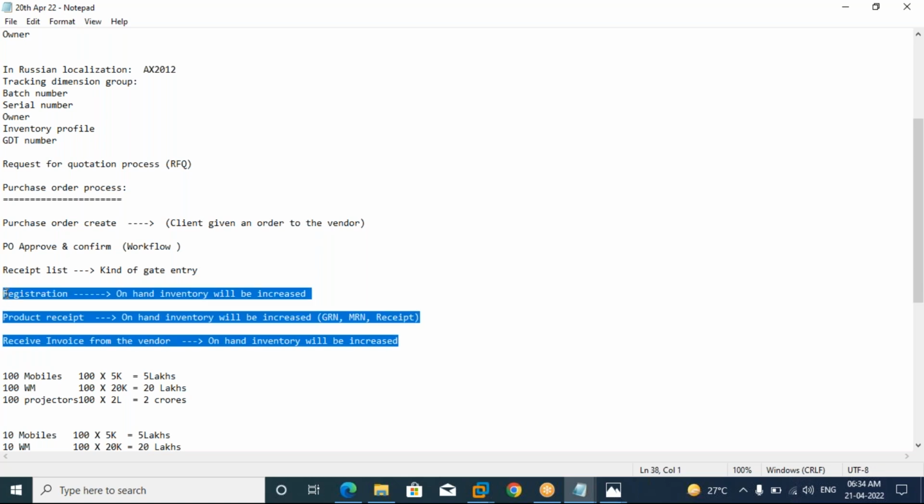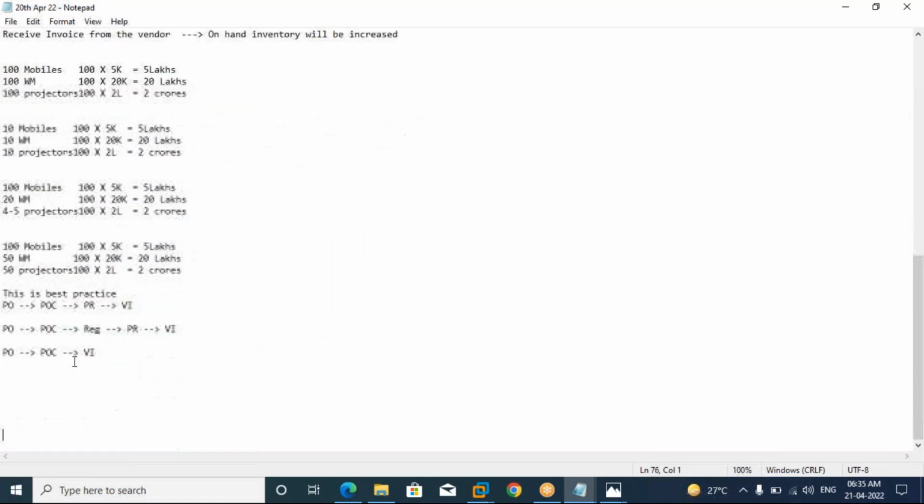That means if you do product receipt, you cannot do registration. If you do invoice, you cannot do product receipt and registration. I explained yesterday the best practice from day one: purchase order creation, purchase order confirmation, product receipt, vendor invoice. Then after 2 days I explained: purchase order creation, purchase order confirmation, registration, product receipt, vendor invoice. During registration, on-hand inventory is increased.